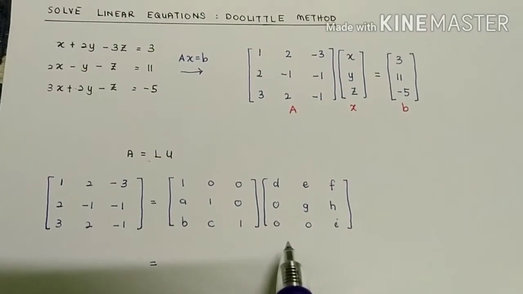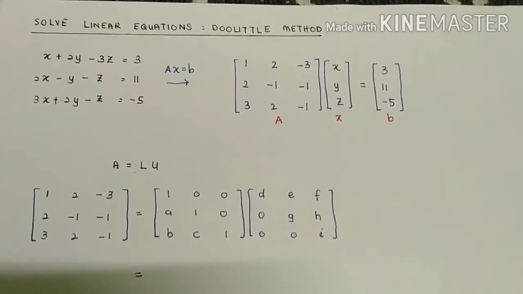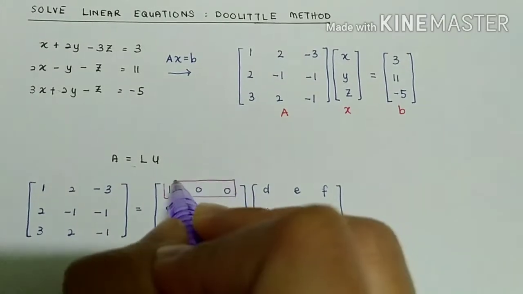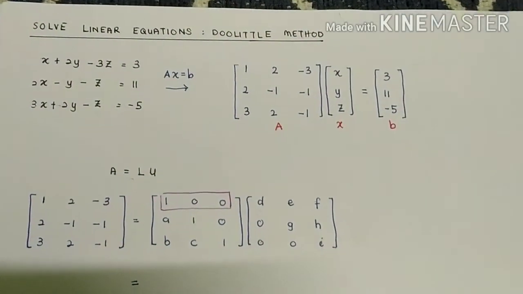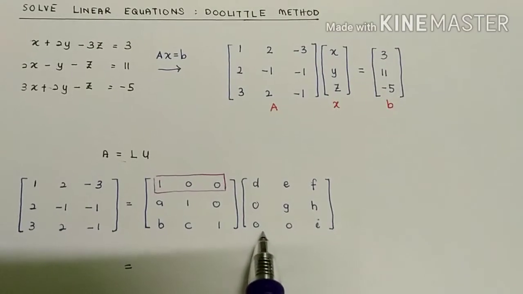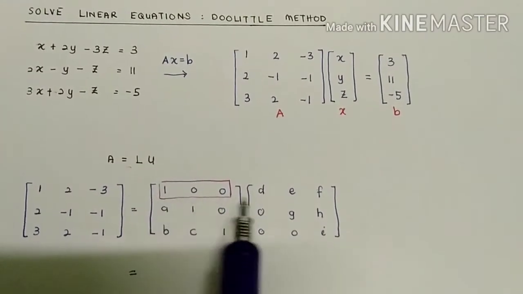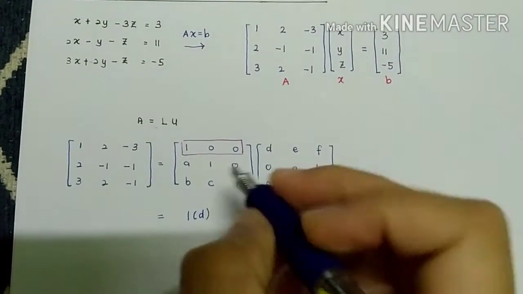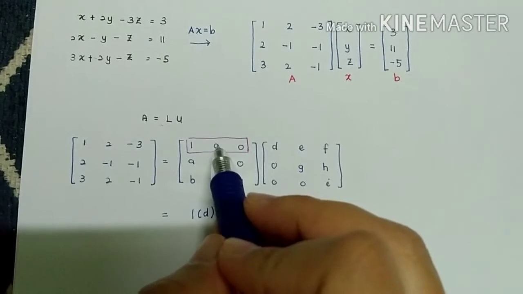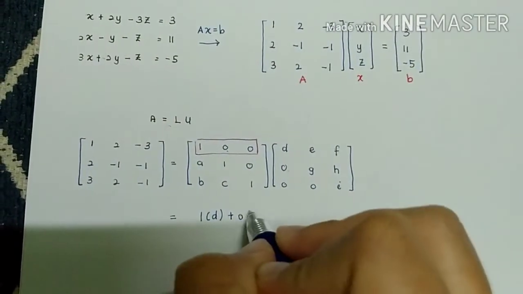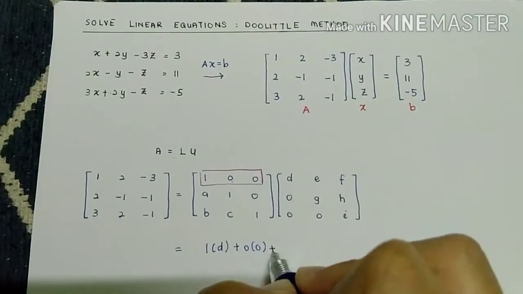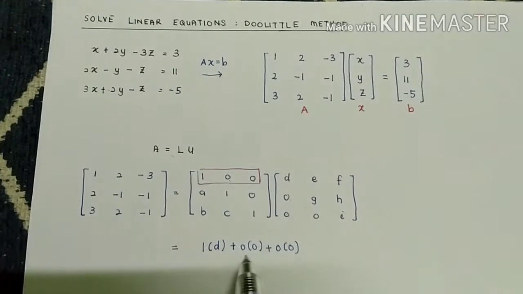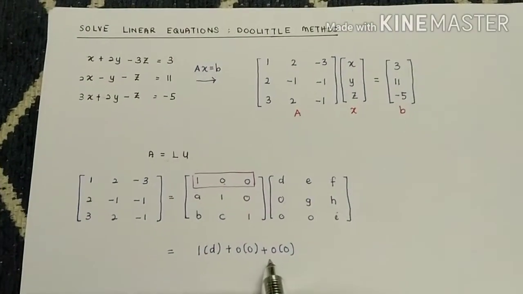For the first row here, we have 1, 0, 0, and then we must multiply with the first column. So we have 1 times D plus 0 times 0, and then plus 0 times 0. So this is for the first row and first column.